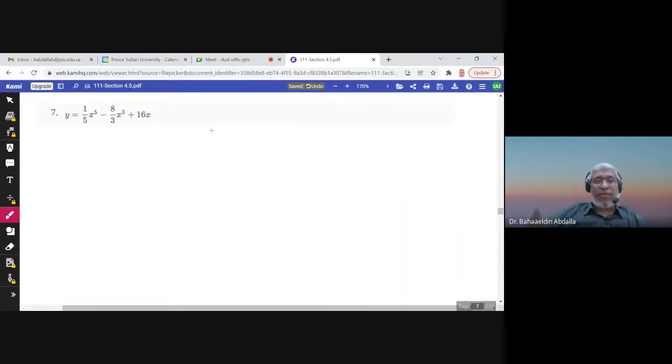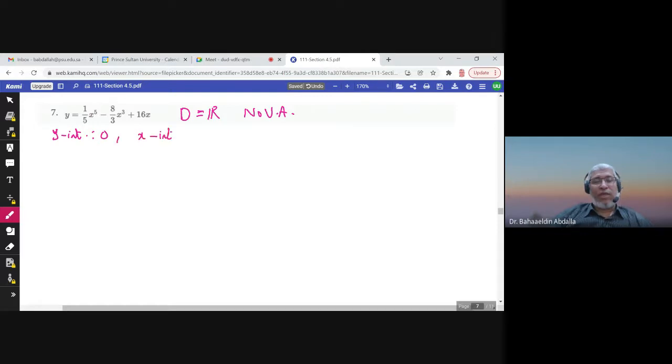The next example is just a polynomial. So the domain is all real numbers, so no vertical asymptotes. Let us find the intercepts. The y-intercept is easy. If I replace x by 0, the y-intercept is 0.